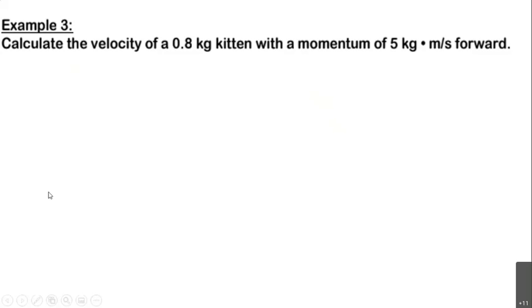What about this one? Calculate the velocity of a 0.8 kilogram kitten with a momentum of 5 kilogram meters per second forward. What do we have to do first? Can you guys just humor me and walk me through the steps? I'm going to give you all some harder problems in a minute. What do we do first?